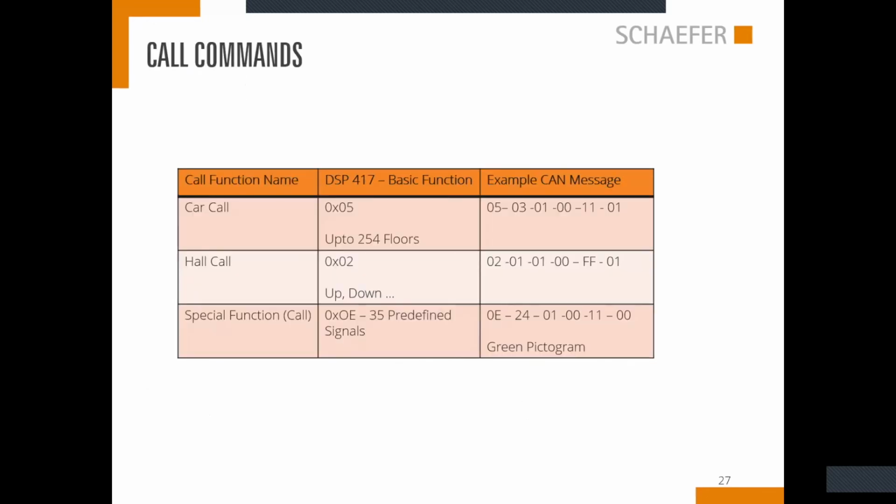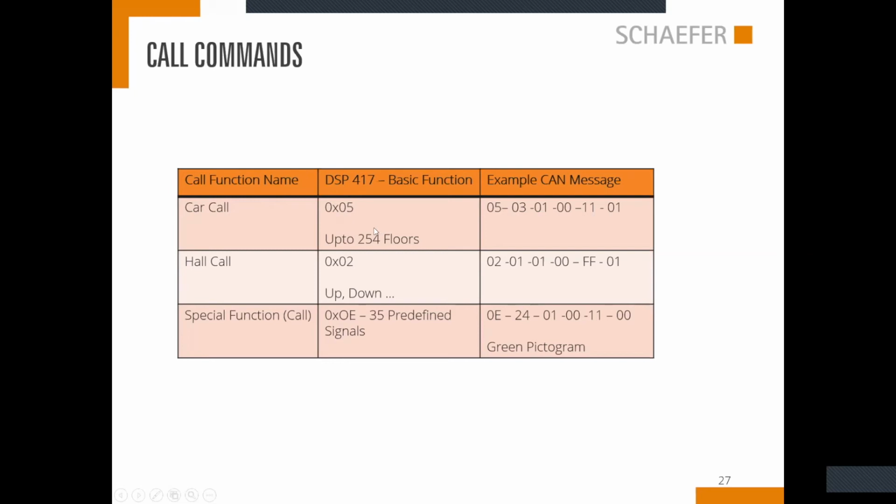So here I'm going to show you the basic functions which are defined by the lift CAN profile for call functions. Call is different from input, where call actually means that it is being used as an input and also as an output. So when the CAN node sends this car call, for example, then it means it also has an input virtual device and also has an output virtual device. But that's not always the case. For car call, the basic function defined is 0x05.